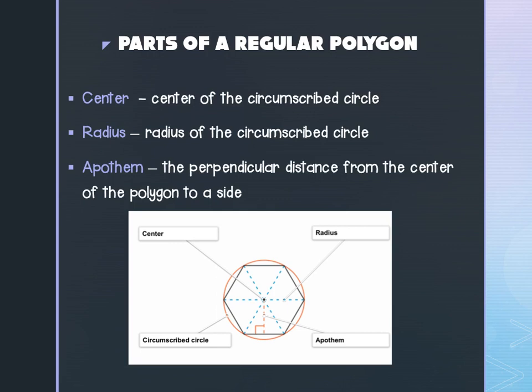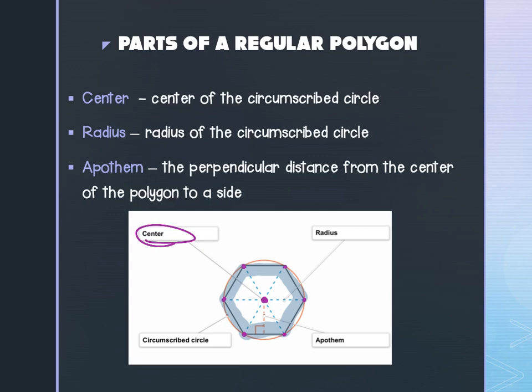And this is just some vocab for you. So the center of the circumscribed circle is called the center of the polygon. Remember that circumscribed is when the polygon is inside, like this one is, inside a circle where all of the vertices are actually on the circle. So if we could inscribe a polygon inside the circle, then the center of that circle is also the center of the polygon.